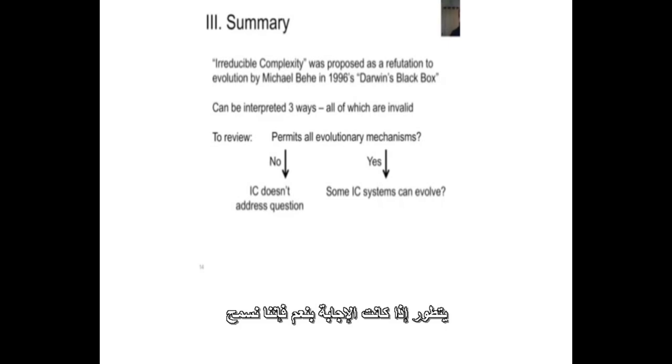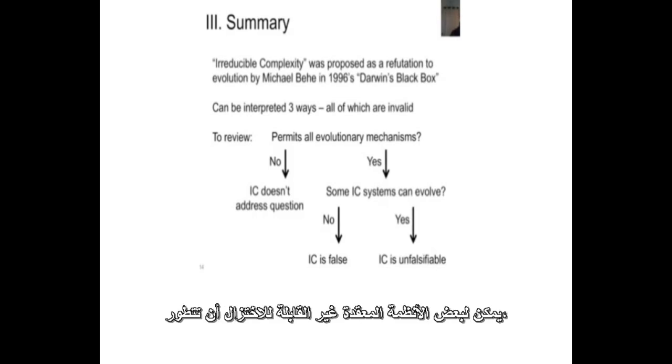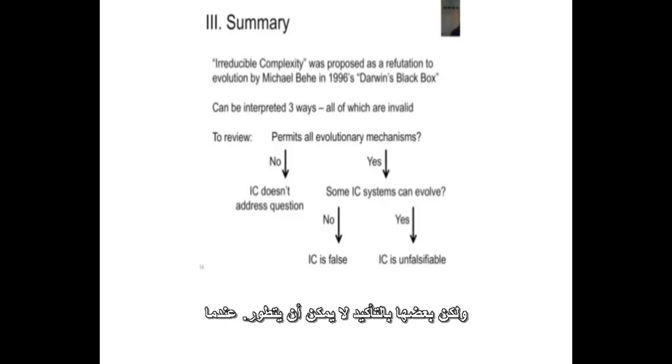If the answer is yes, we do permit all of the mechanisms to operate, then the question becomes, can some irreducibly complex systems evolve? If the argument that Michael Behe is making is that no, absolutely not, no irreducibly complex systems can evolve, well, then irreducible complexity as an anti-evolution argument is false. It has been falsified because we have witnessed and documented the evolution of systems that meet Behe's definition of irreducible complexity.